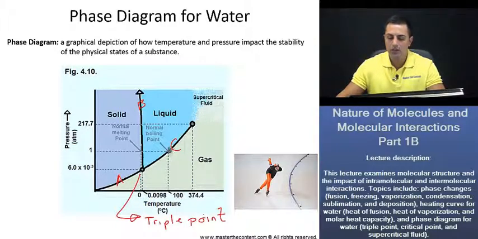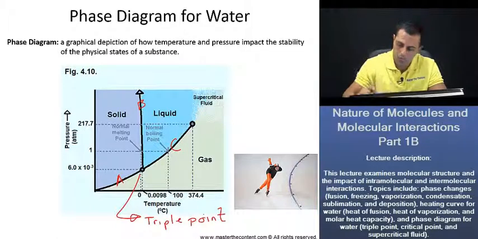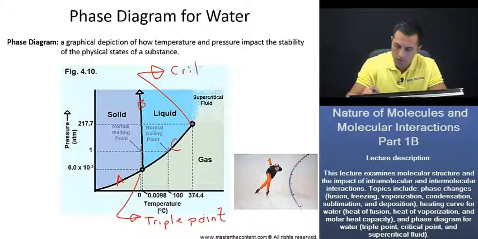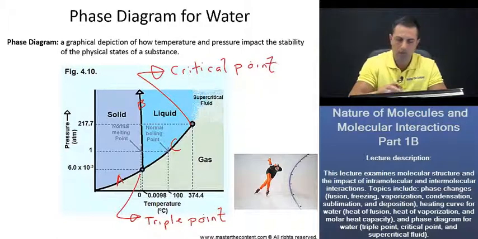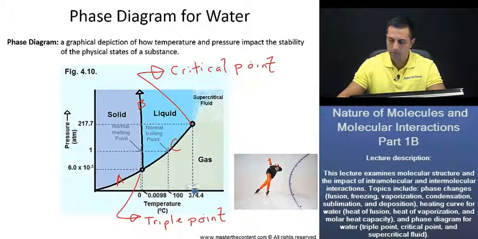Now, if we keep going up our line, we reach this point here. That's known as the critical point. Now, the temperature at the critical point is the critical temperature, and the pressure is going to be the critical pressure.